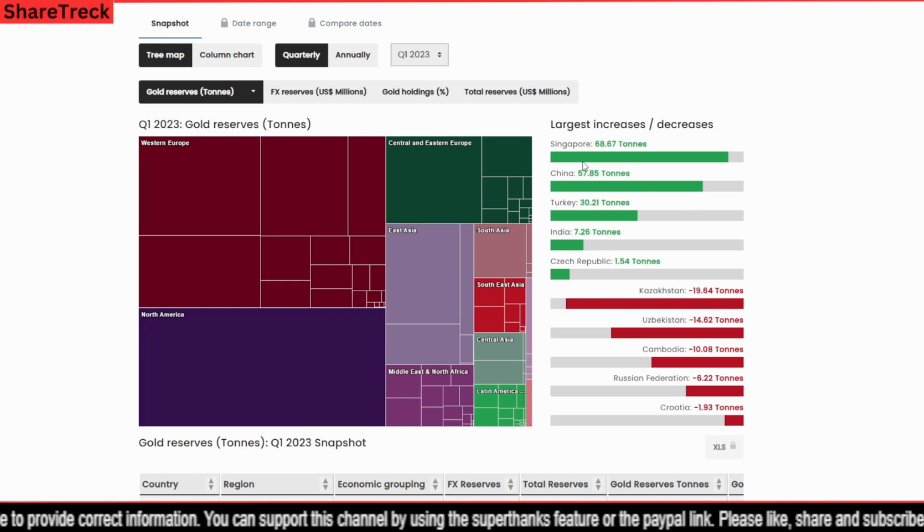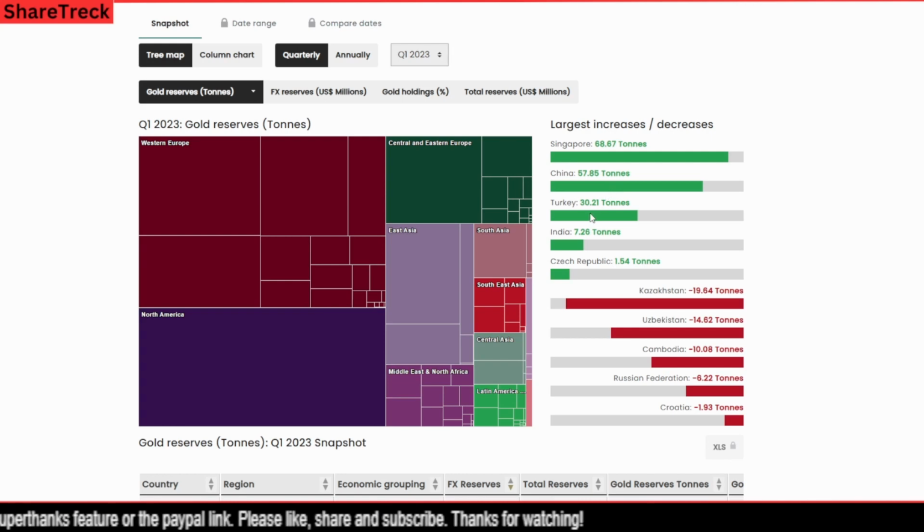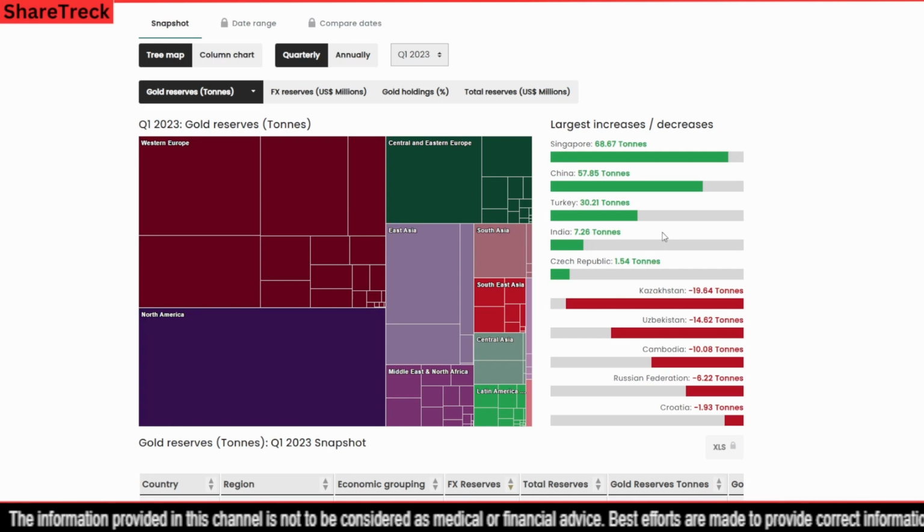So if you see here, Singapore has increased its reserves of gold by 68.67 tons, and China has increased by 57.85 tons. Turkey, which is having a lot of inflation problem, has increased gold reserves by 30.21 tons, and India has increased it by 7.26 tons, and the Czech Republic has increased it by 1.54 tons. These are the top 5 countries who have increased their gold reserves.